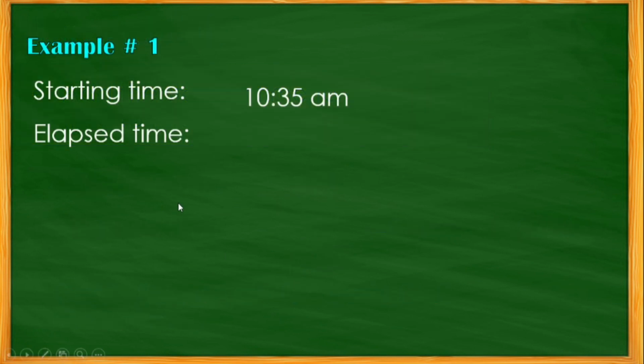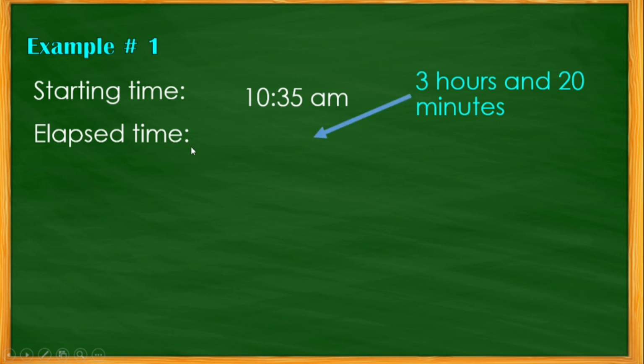Then let's have some examples. This would be the starting time. The elapsed time is 3 hours and 20 minutes. So let's add to find the ending time. So 5 plus 0 is 5. 3 plus 2 is 5. 3, 1. So this would be 13:55 a.m.